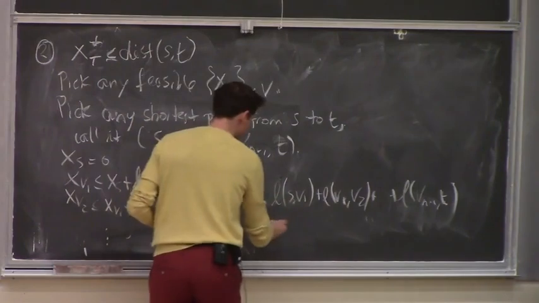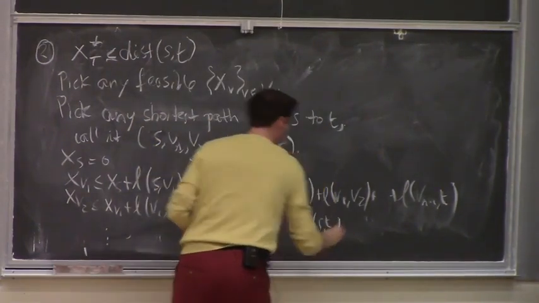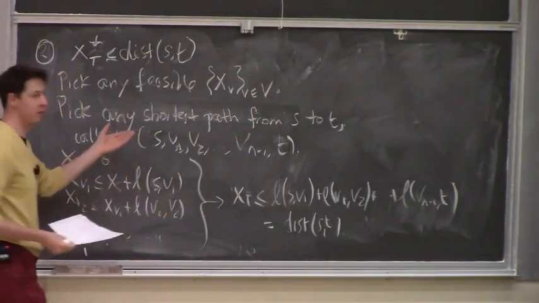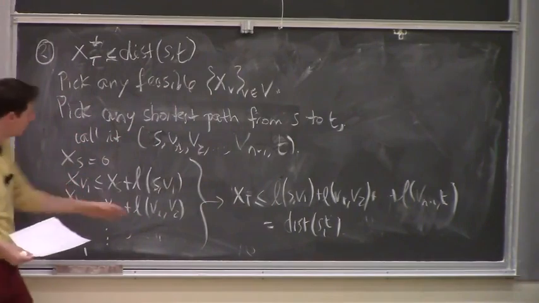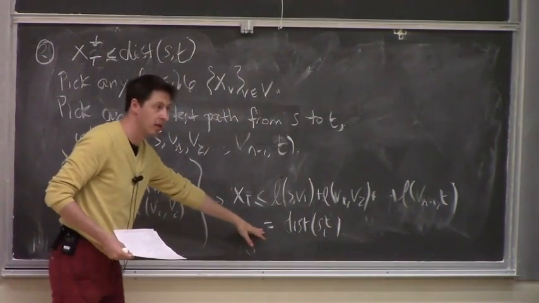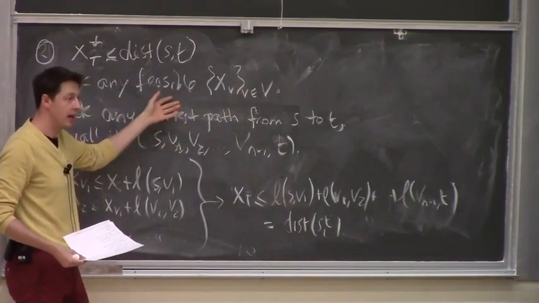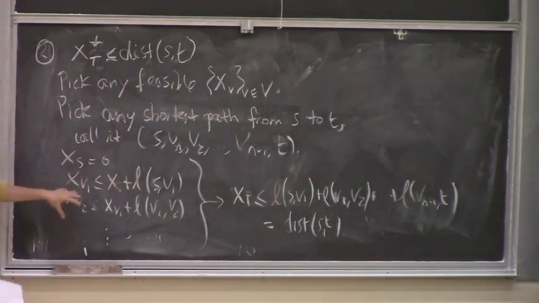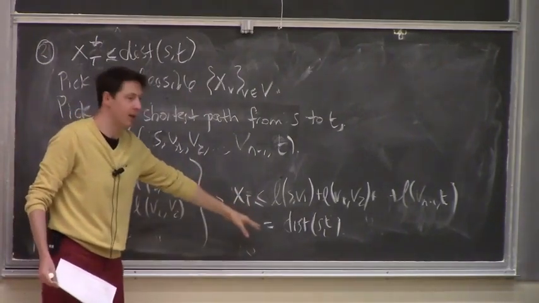This is the distance from S to T. Why? Because I picked the shortest path from S to T. And the sum of the lengths is the distance. But look, this is an upper bound. This was any feasible solution. And I have analyzed a particular subset of constraints, those induced by a shortest path. And we're saying that, look, whatever xt is, it cannot be larger than the distance.